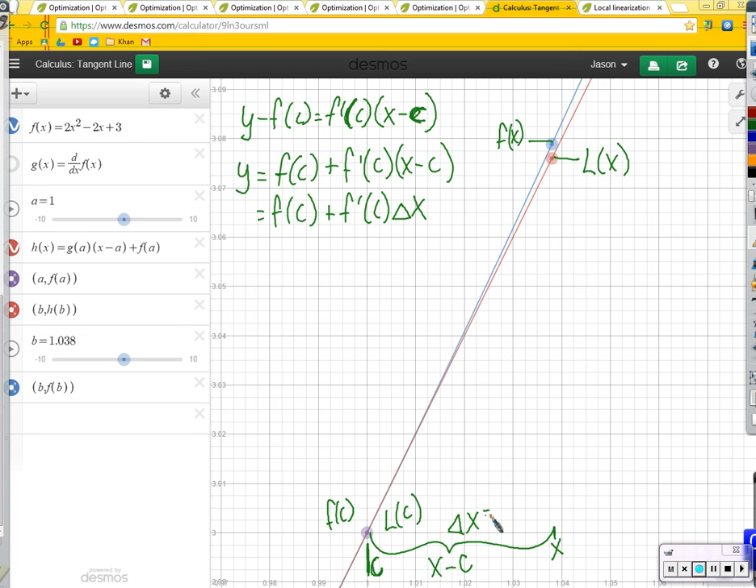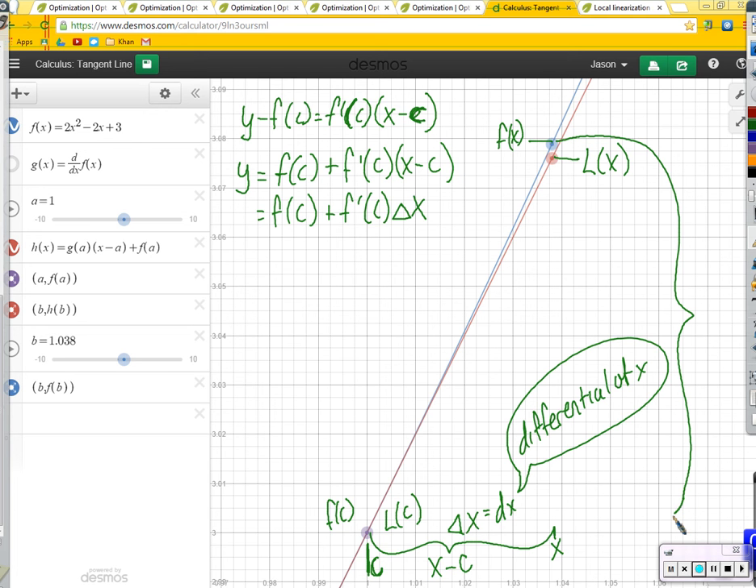We also call it dx. That's what we call the differential of x. Now, delta x and dx are the exact same thing. Whether you're talking about the line or the function, the change in x is the same for both, because I'm going from here over to there. Now, y is a different story. The true change in y from there to there, because there's the first y, is called delta y.